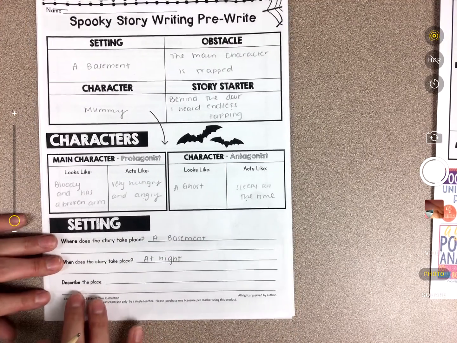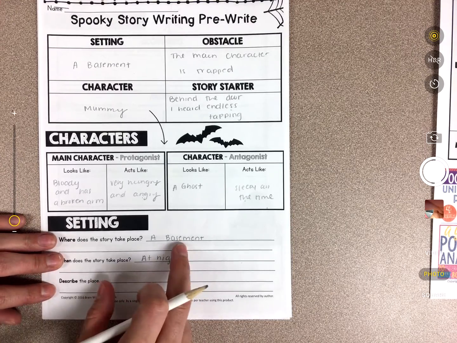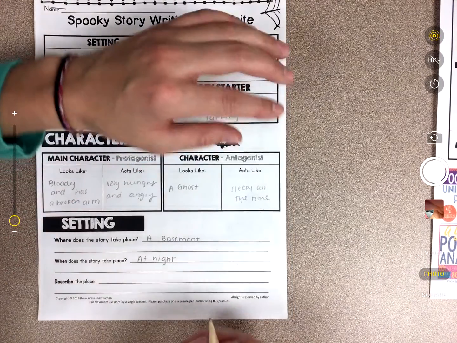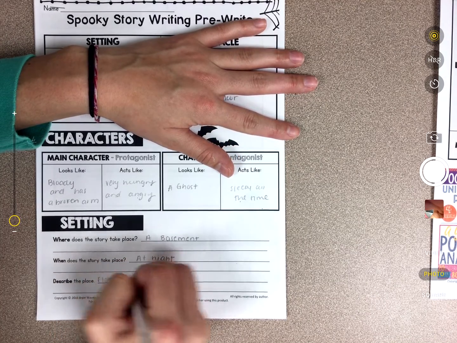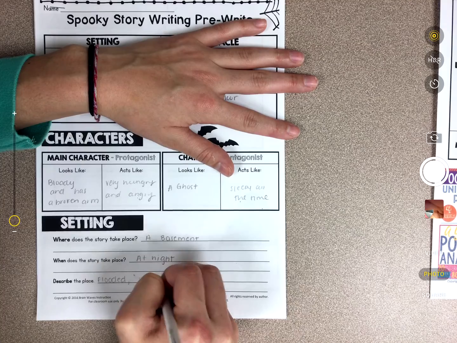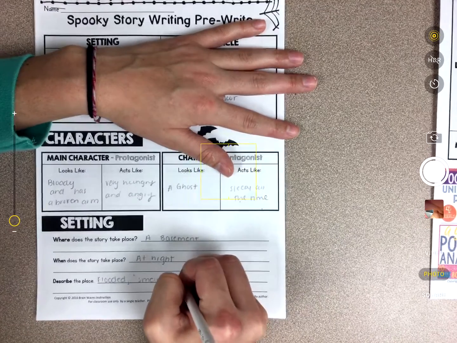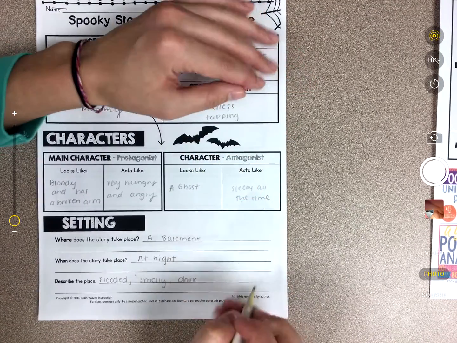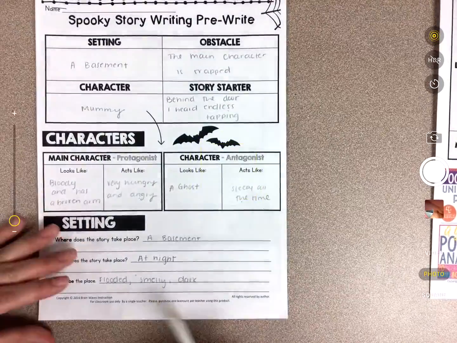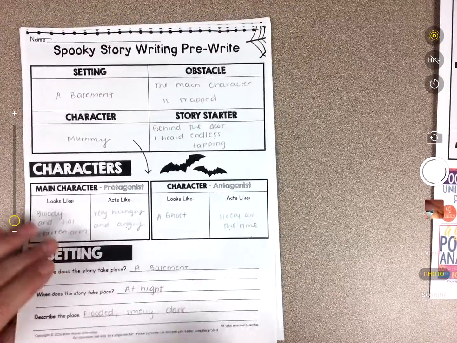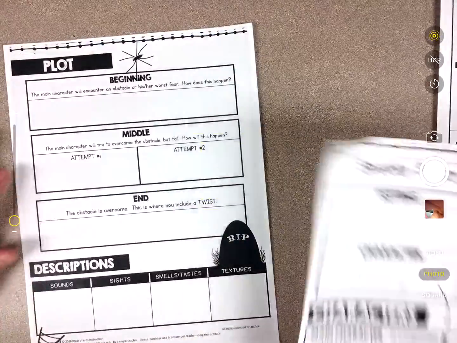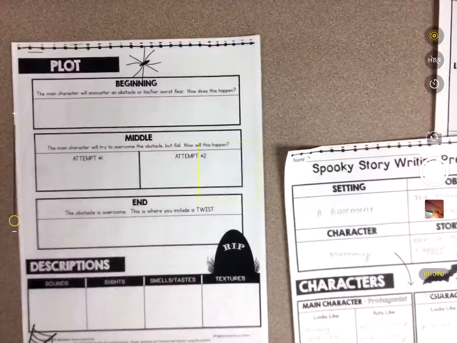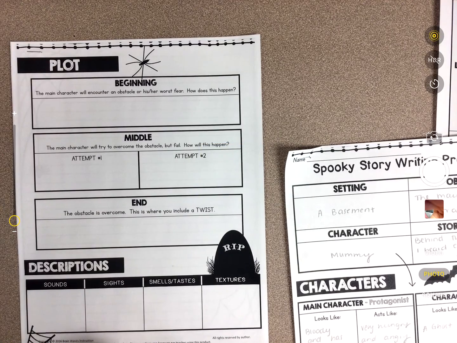Then it wants to know, describe the place. My place is a basement, so I would say it's flooded, it's smelly, it's dark, because those are all describing words, like my basement is flooded, my basement is smelly, and my basement is dark. And you can add as many describing words as you want. Then you're going to get to this page, and it says, the main character will encounter an obstacle or his or her worst fear. How does this happen?